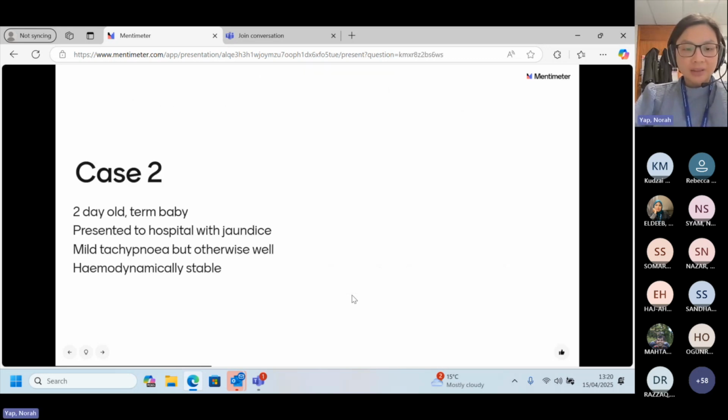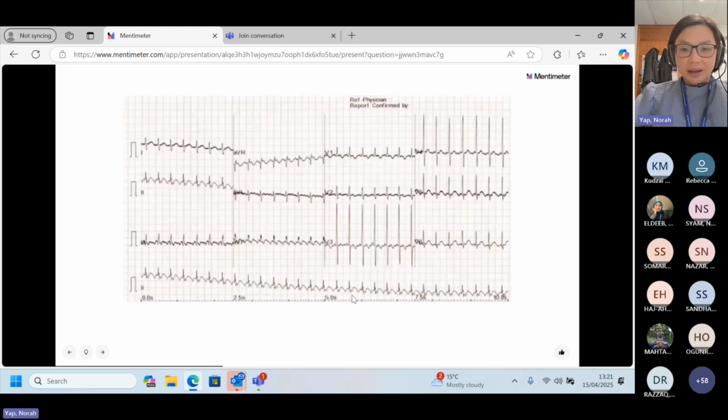Okay, so case 2, you have a 2-day-old term baby presented to the hospital with jaundice. The midwife referred this baby to you with jaundice, and on examination, the baby is slightly tachypnoeic, but otherwise well. All the hemodynamic status is stable. And this is your ECG. I'll let you have a moment looking at this ECG. I'll give everybody 30 seconds to have a look at this ECG.